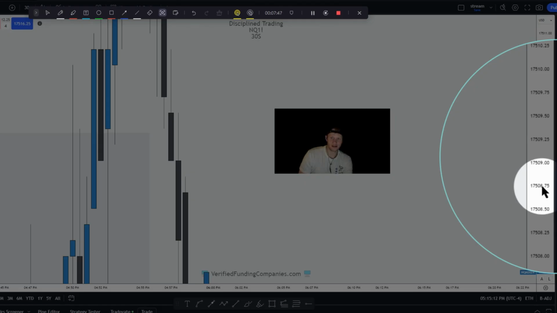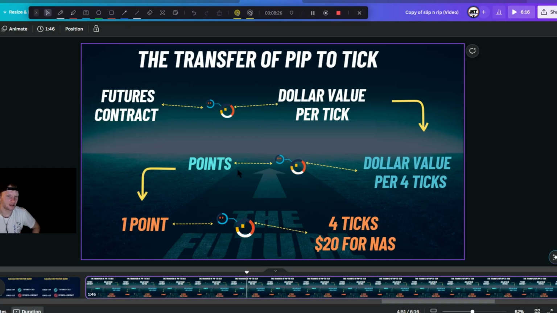So right here it says 1508.75, and then we have 1750900. So that right there is one tick. And there are 4 ticks in a dollar, or a point. People in futures will call it a point or handles. What they're talking about is 4 ticks together. And with NASDAQ, which in the Forex space you would be calling NAS, it is $20 a point. So that's 4 ticks.